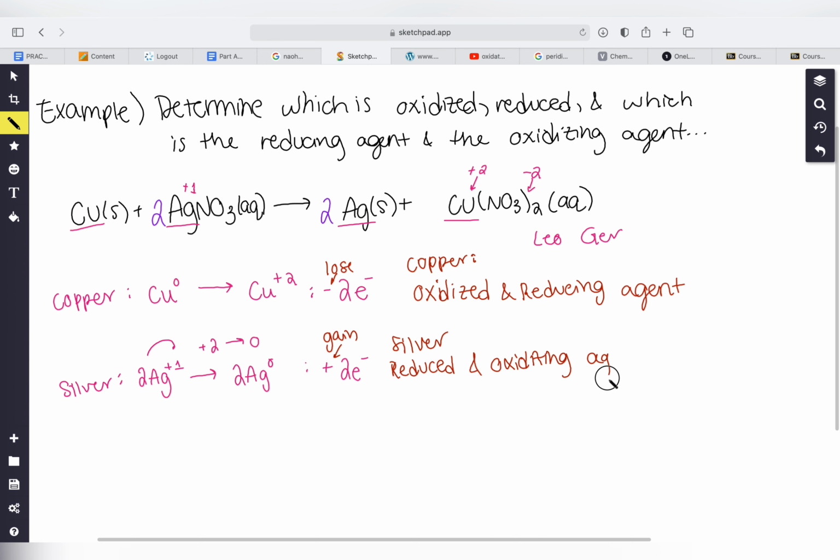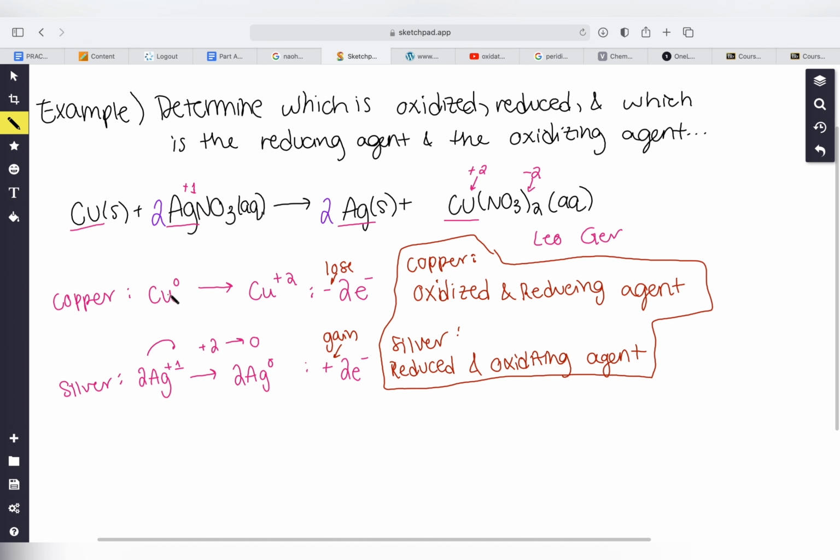Agent. Right. So this would be your answer here, right? Copper is oxidized and it is the reducing agent, and silver is reduced and it is the oxidizing agent. Okay. So I hope that all makes sense. I'm going to go through the one thing one more time just because it can be a little bit confusing when you're thinking about why is it the reducing agent and why is that the oxidizing agent, right?